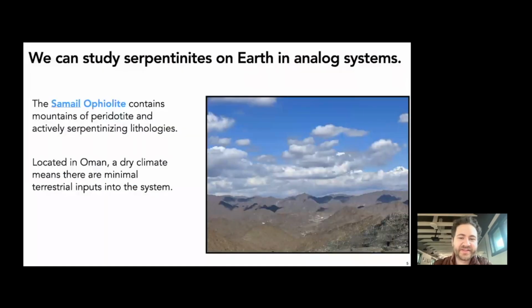We study serpentinites in an analog system in the Samail ophiolite of Oman, which is the largest serpentinizing terrestrial body on Earth. Here you can see it's a very dry climate, and where this road cut has been drilled, you can see that just beneath the oxidized surface, there is this beautiful dark green and black peridotite subsurface. The fact that it's a dry climate means that there are minimal terrestrial inputs of organic carbon into the system, which makes it ideal for studying serpentinizing carbon cycling in isolation from photosynthetic inputs.